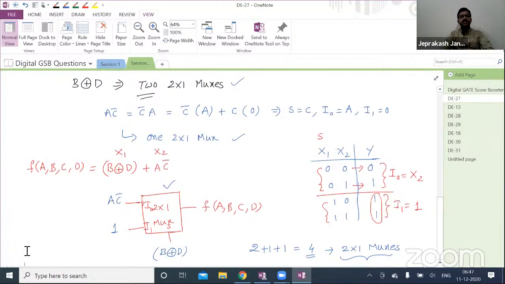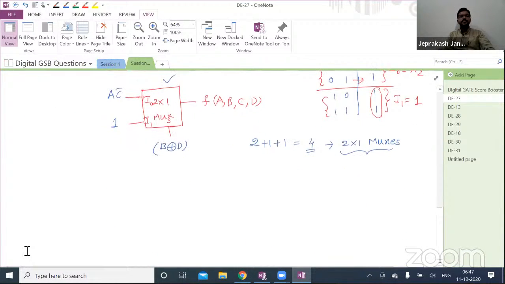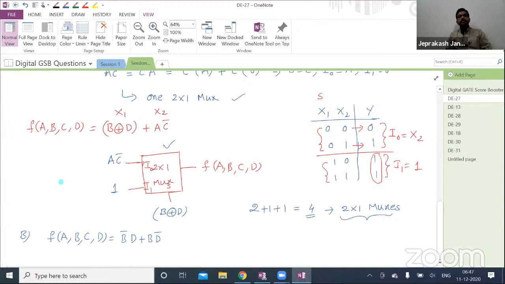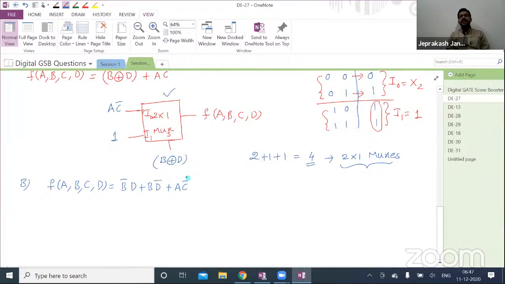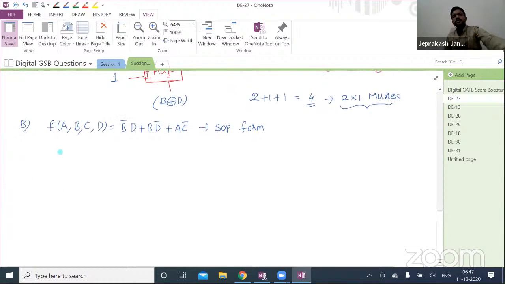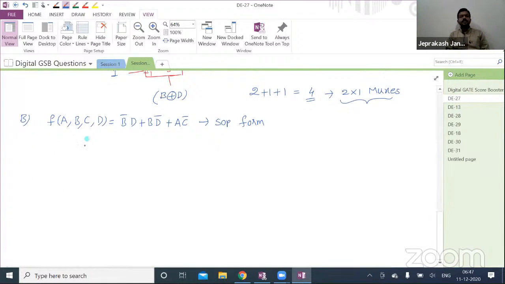So write once again the given function. Now we are verifying option B. The given function, note down once again: f of ABCD equal to B bar D plus B D bar plus A into C bar. So this particular function is in SOP form. In order to convert into sigma m, we know the shortcut method, right? So all of you try to follow the shortcut method. First write the variables in order as it is, ABCD.